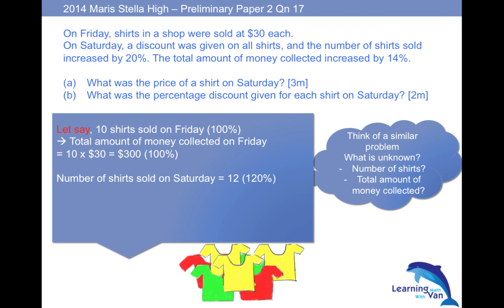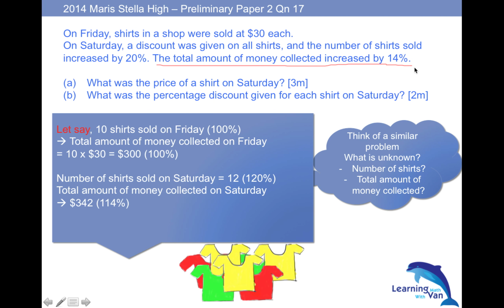And likewise, you'll be able to calculate, based on Friday's money collected, the amount collected on Saturday. Again, take a look at the statement. Maybe I use a pen to highlight it. The total amount of money collected increased by 14%. Again, reference is made with respect to Friday's amount of money collected. So Friday is 100%, Saturday will be increased by 14%, 100 plus 14, which is 114%. So you should be able to get $342.